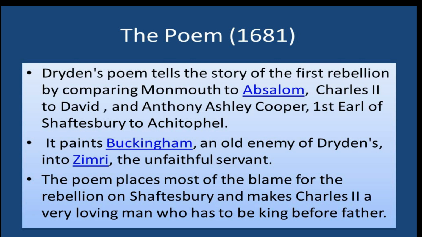The poem paints Buckingham, an old enemy of Dryden's, as Zimri, the unfaithful servant. So the poem compares many contemporary political figures to religious figures from the Old Testament who stand for treachery, who were bad people. The poem places most of the blame for the rebellion on Shaftesbury the advisor, and makes Charles II a very loving man as a father and as a king.